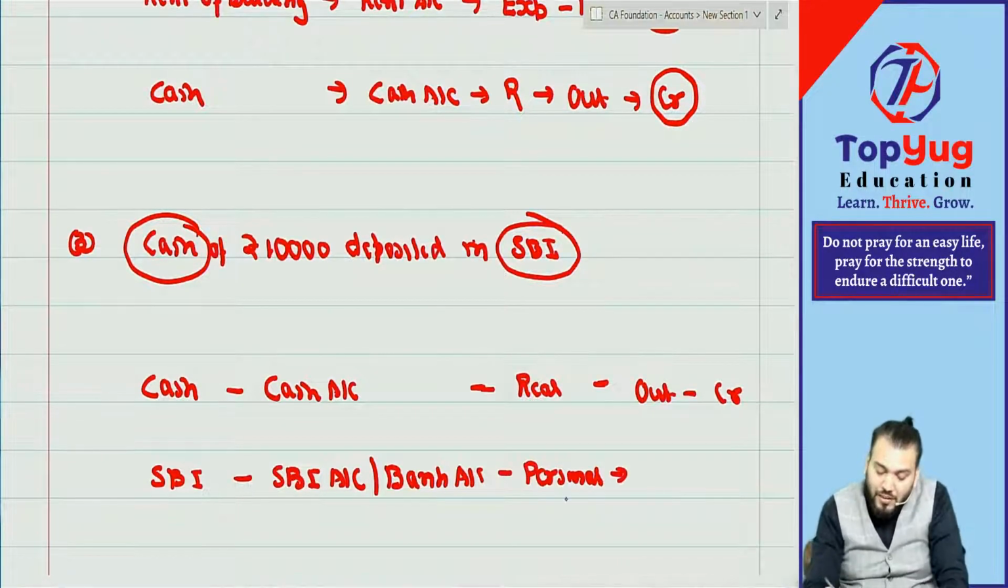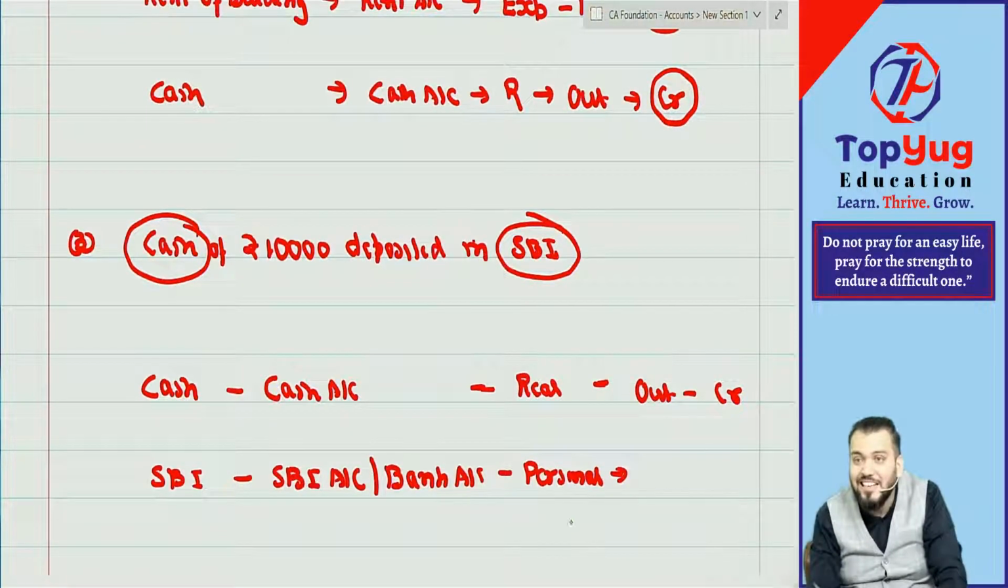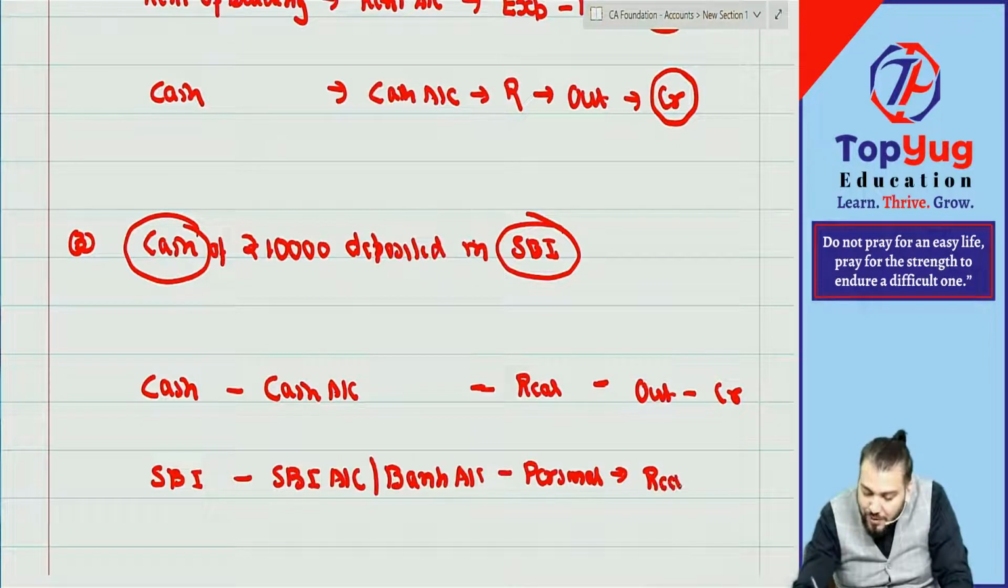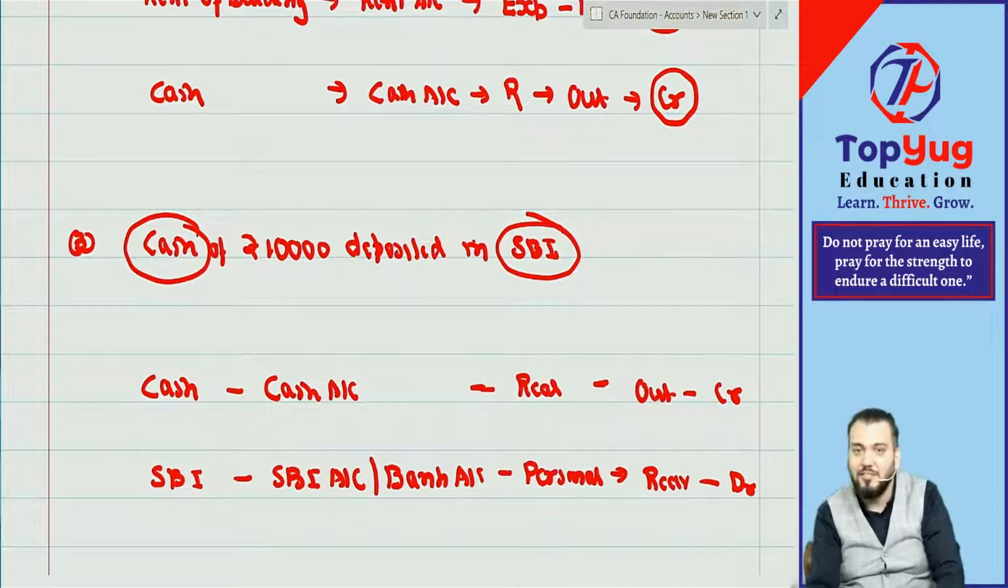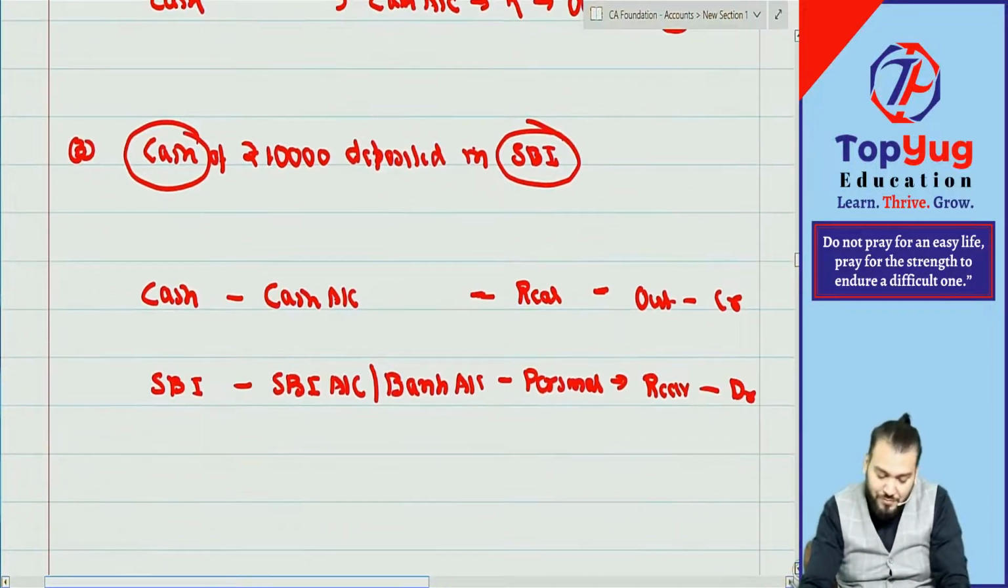But what is the rule of personal account? Debit the receiver, credit the giver. The bank is receiving or giving? Receiving. So receiver, so it becomes debited. One is credited, the other is debit only. Understood? Correct now. But we need to identify one more.